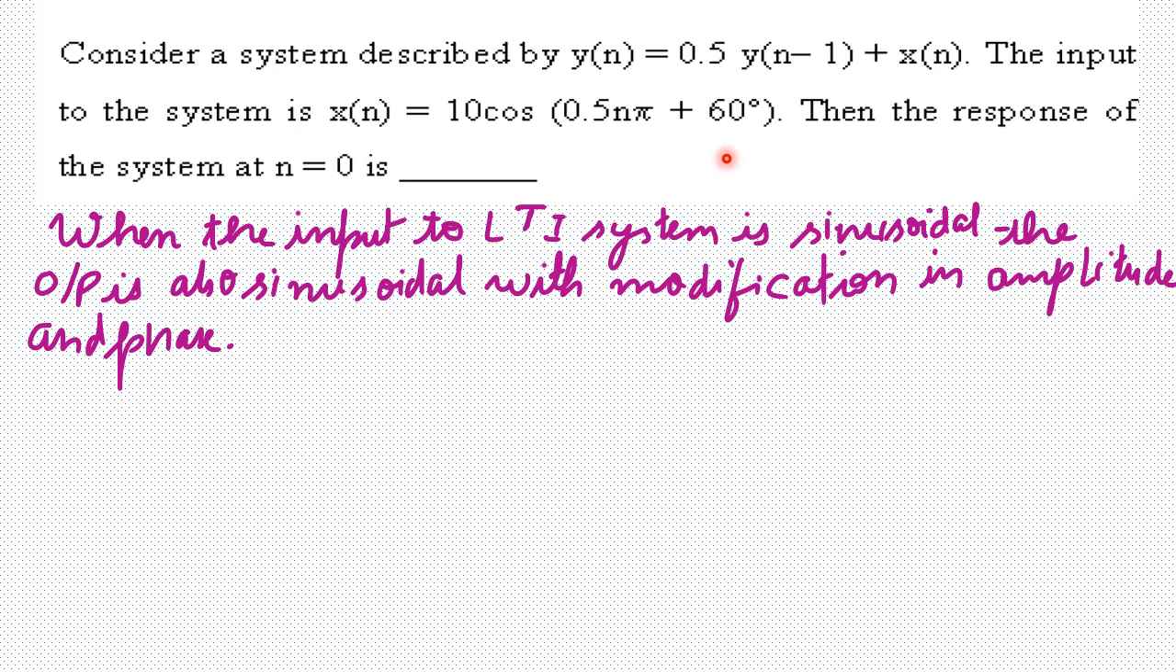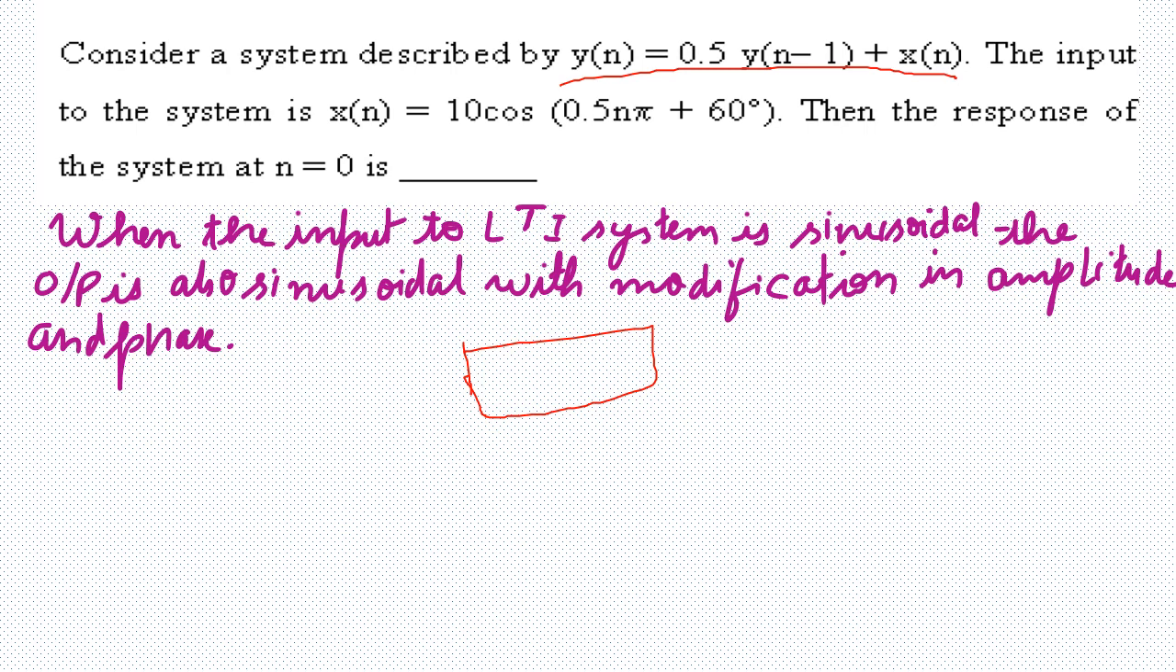Okay, so one thing you can observe here is the system y[n] = 0.5 y[n-1] + x[n]. It's an LTI system. So one way to get the answer is to directly use the convolution, or use the Z transform to get the answer.